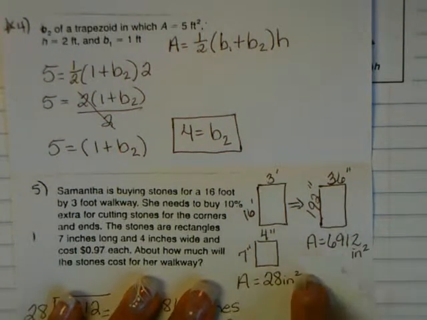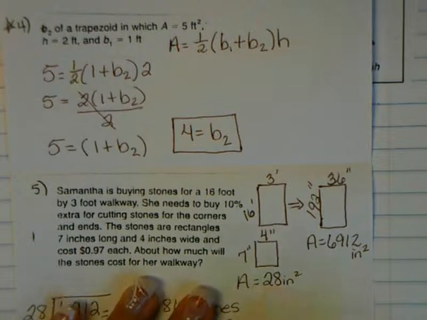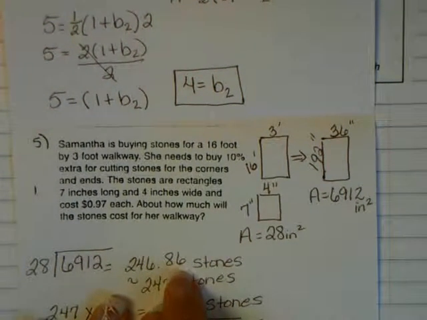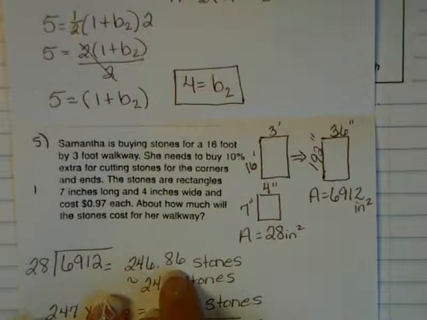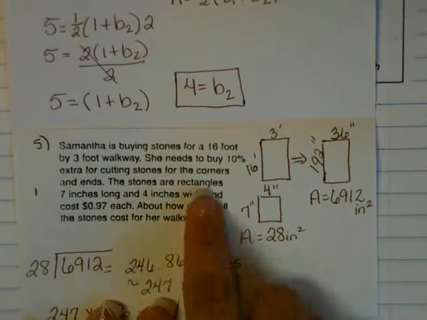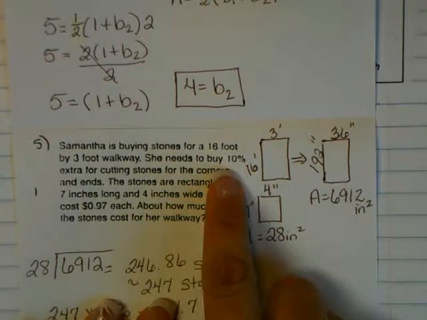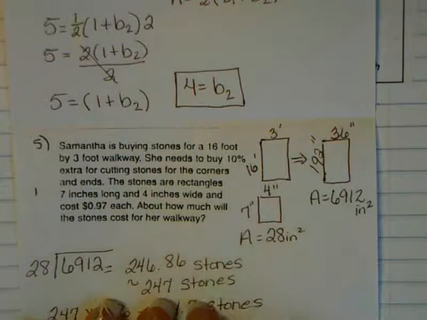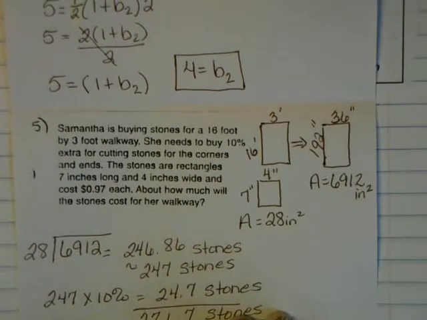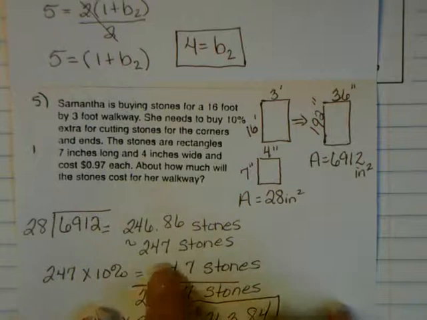Okay, well, I then decided to take this area and divide it by 28 to see how many bricks I was going to need. And that gave me this. And you know, when you go to the hardware store or lumberyard, you don't ever buy a portion of a brick. So we need to round it up. She may have to cut it in order to fit. So now we have 247, but what else did it say? It said that she was going to need 10% more for the cutting stones in the corners and ends. So I multiplied it by 10% and found that she needed 24.7 or 25 extra stones in order to complete her sidewalk.